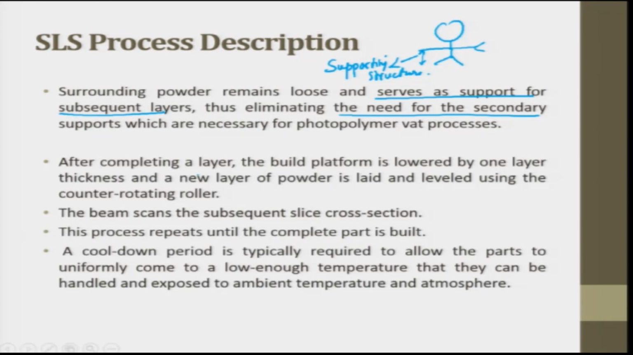After completing a layer, the build platform is lowered by one layer thickness and a new layer of powder is laid and leveled using the counter-rotating roller. The beam scans the subsequent slice cross section. This process repeats until the complete part is built. A cool down period is typically required to allow the part to uniformly come to a low enough temperature that it can be handled and exposed to the ambient temperature and atmosphere.